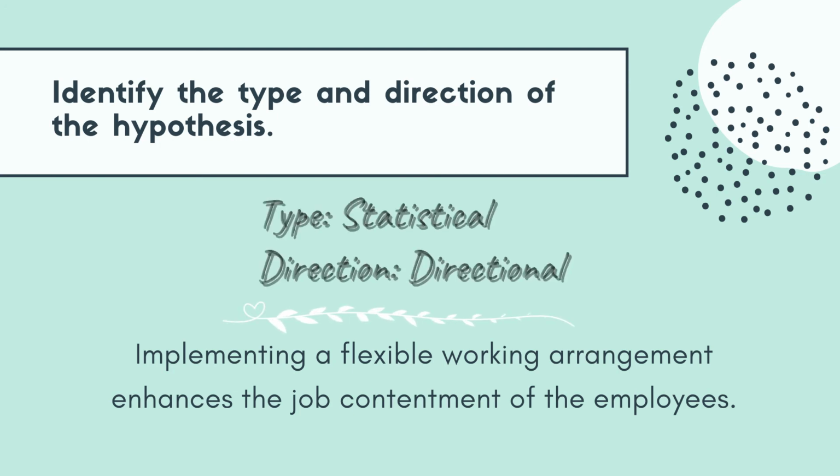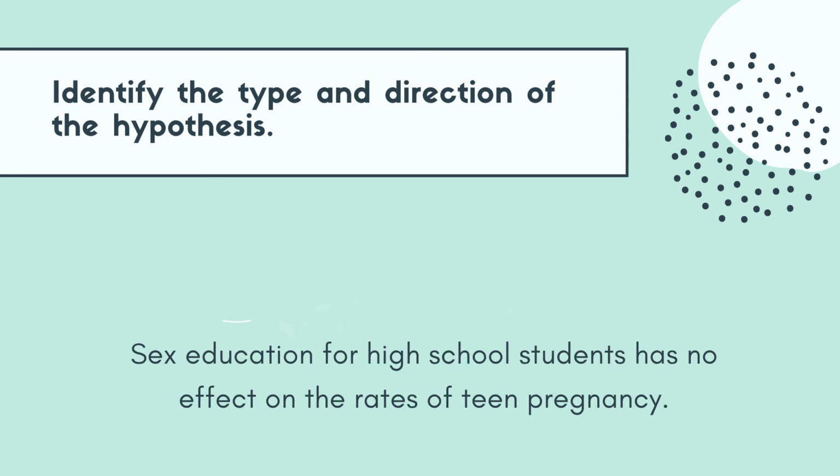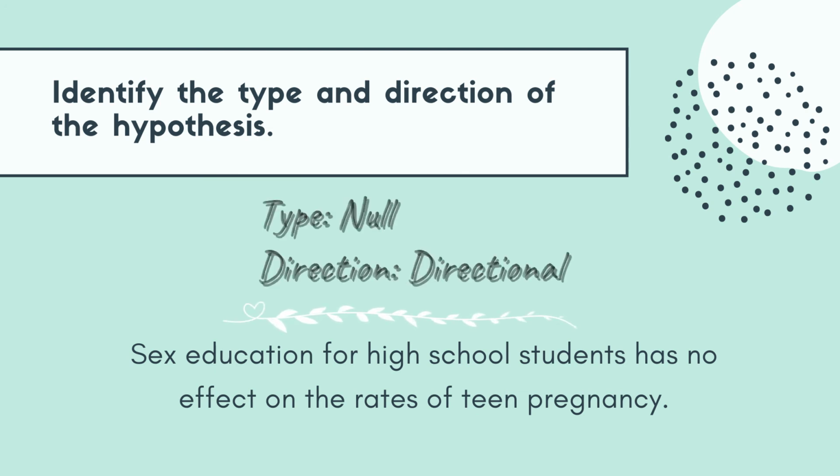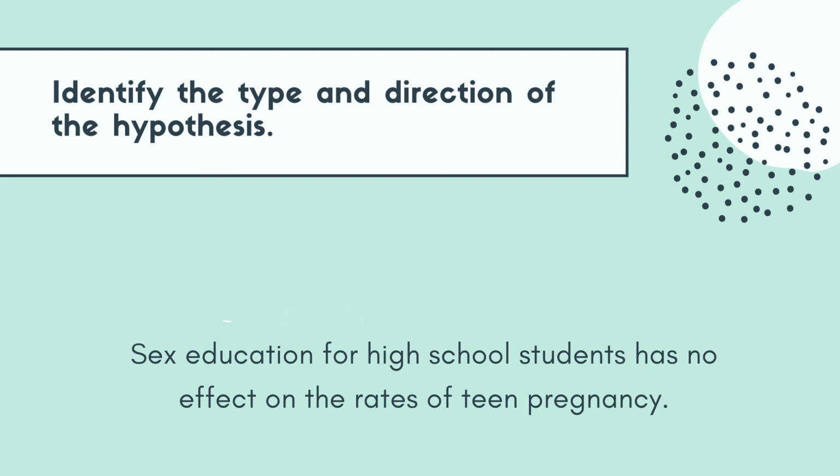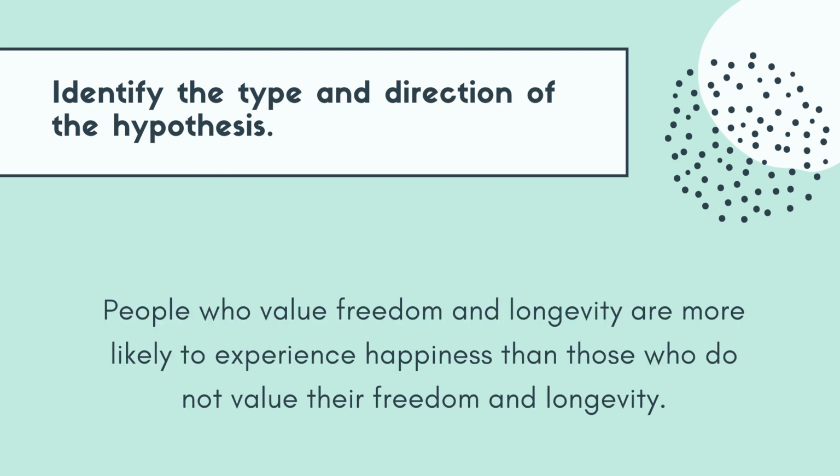Number 6, implementing a flexible working arrangement enhances job contentment of the employees. The type is simple hypothesis lamang. Ito ay directional. Number 7, sex education for high school students has no effect on the rates of teen pregnancy. Ito ay null hypothesis din kasi no effect. Ang direction ay directional. Number 8, people who value freedom and longevity are more likely to experience happiness than those who do not value their freedom and longevity.